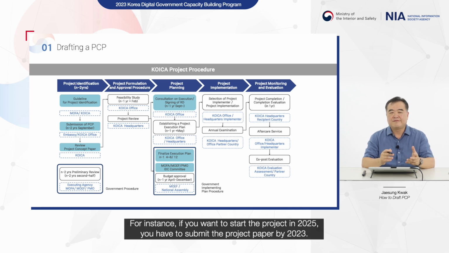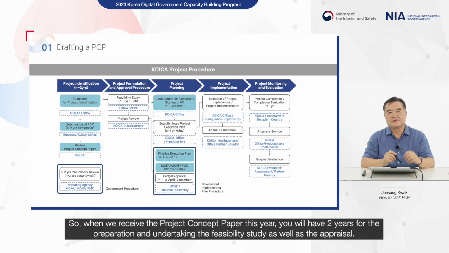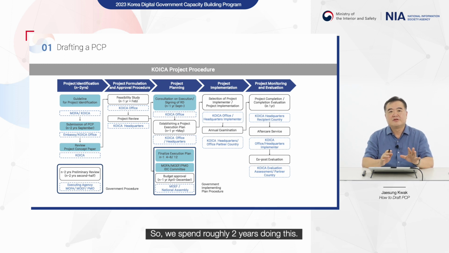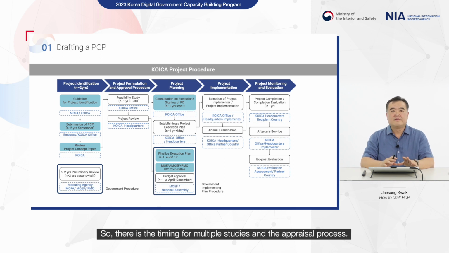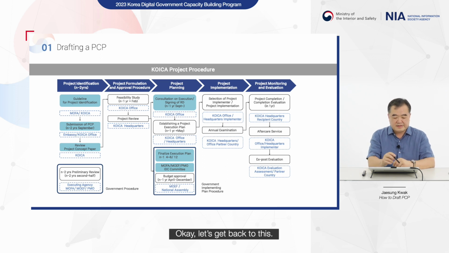For instance, if you want to start the project here in 2025, you have to submit the project concept paper by 2023. So when we receive the project concept paper this year, you will have 2 years for the preparation and undertaking the feasibility study as well as the appraisal. So we spend roughly 2 years in doing this. So that is the timing for the feasibility studies and appraisal process. Okay, let's get back to this.